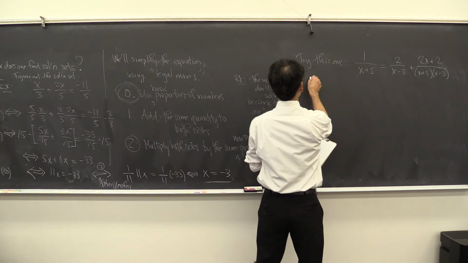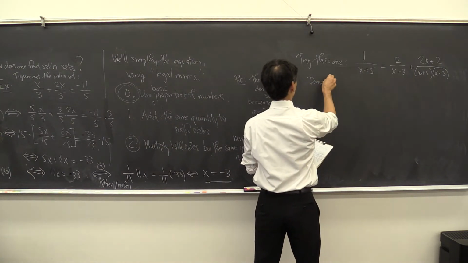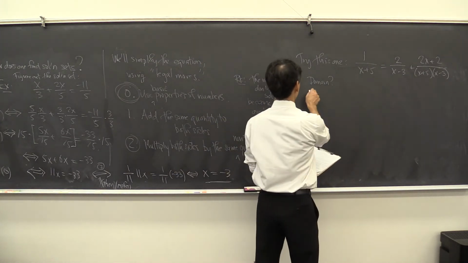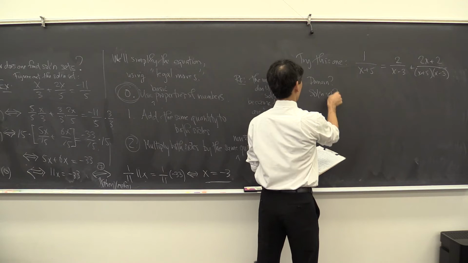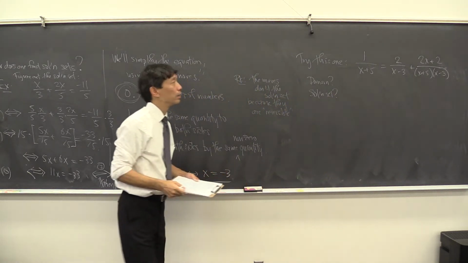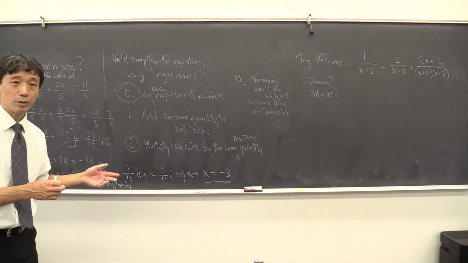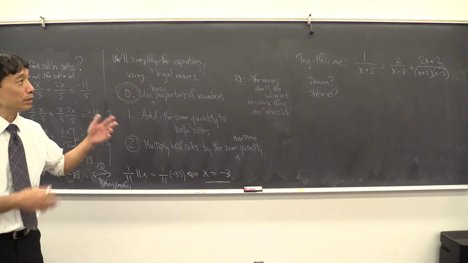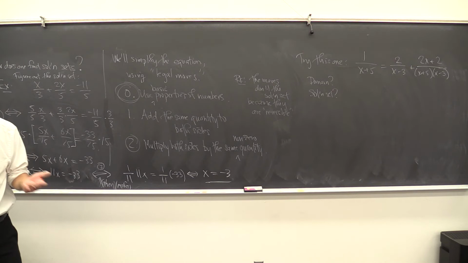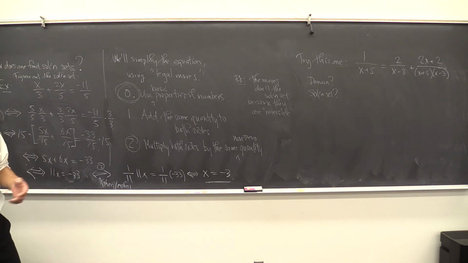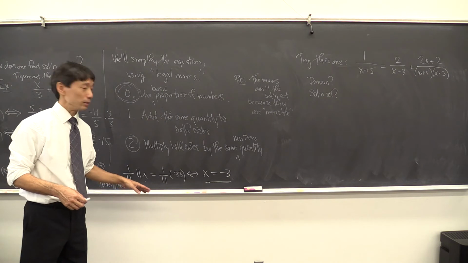The first thing I want you to think about is what's the domain? And then I want you to think about what's the solution set. Like, what would you do to try to get to the solution set? I don't want you to go all the way through it, but I want you to make some initial moves. What would you do if you were given this and you wanted to simplify it into a form that is easy to read the solution set off of?